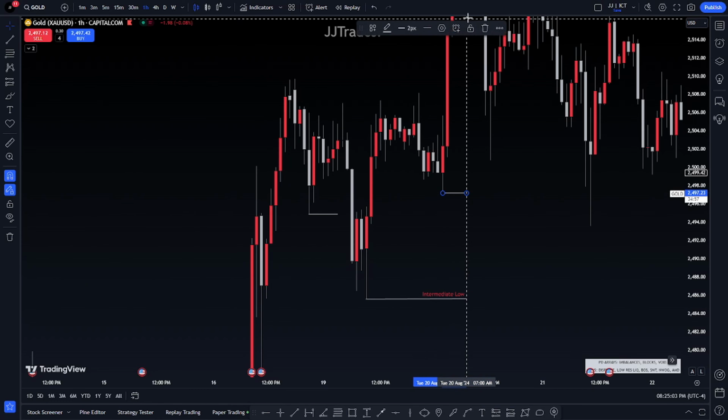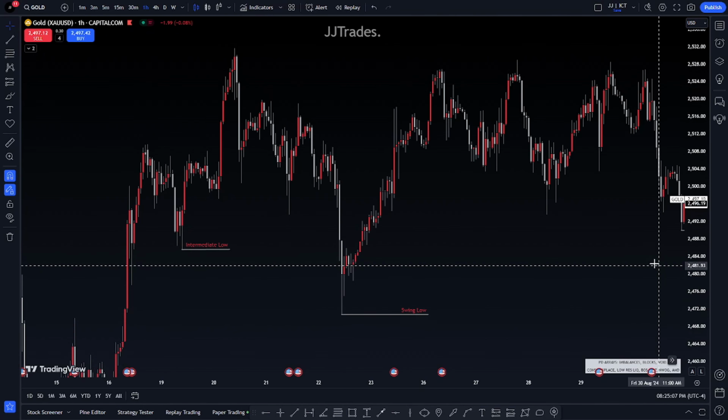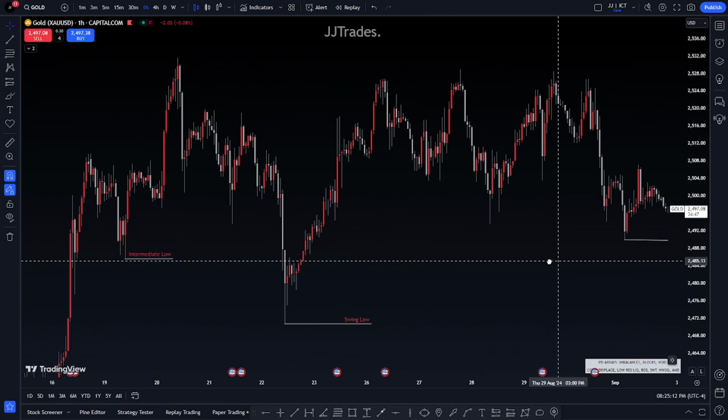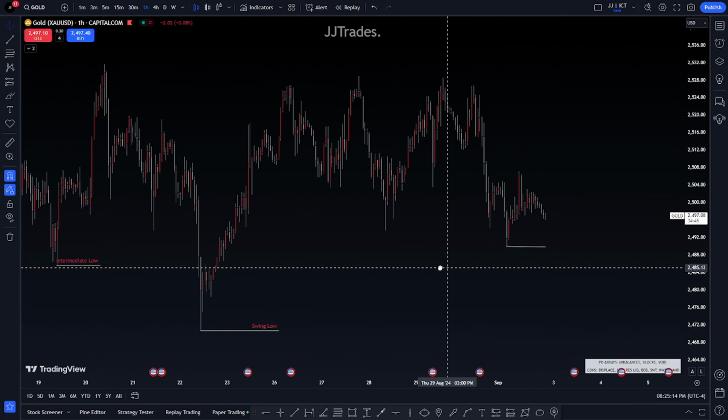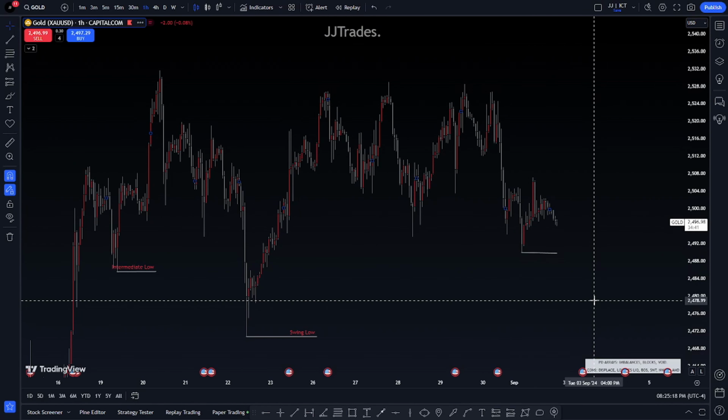Intermediate low, right there. Okay. Boom, bam, pop. Okay, easy, right? And then we got this here, right? We got this swing low. We don't know what this swing low is categorized as, but we'll see soon. Okay? See that low there? That key low? Do you see it?